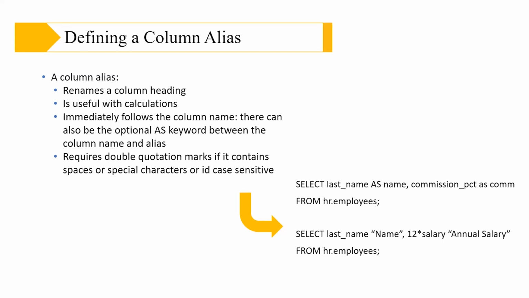Okay. So basically what this means is whenever you are putting a column alias or you are renaming a column, if you see this example, right, we have an AS here, which we can remove. Okay, so last name AS name, commission percentage AS com from HR employees. Okay, it requires double quotation marks if it contains spaces or special characters or is case sensitive.